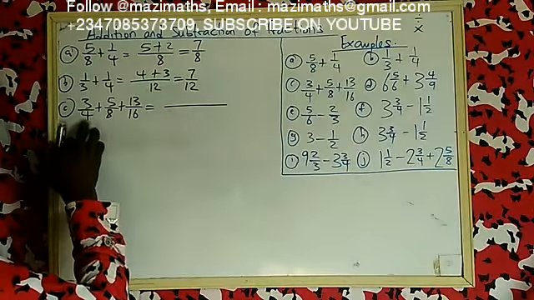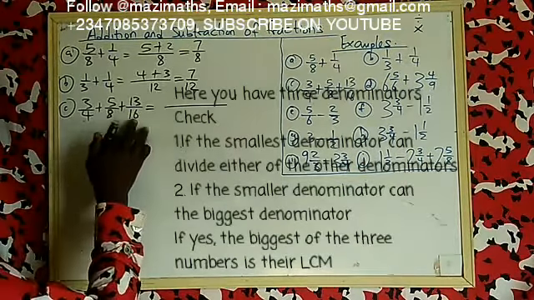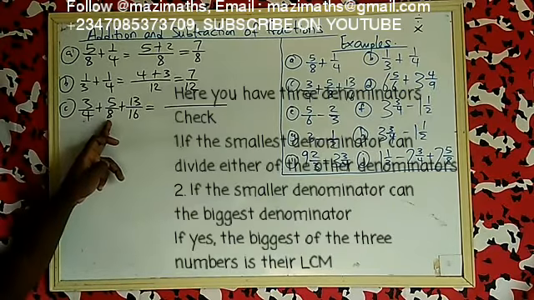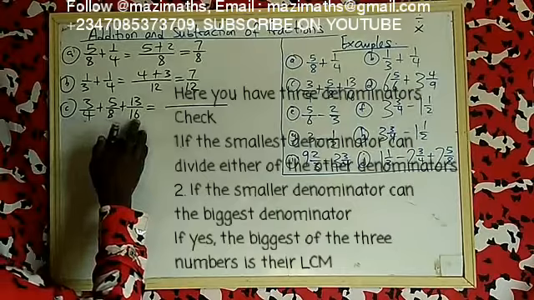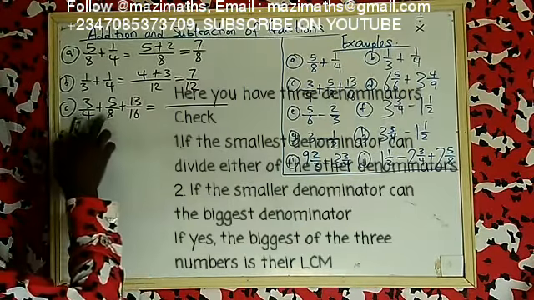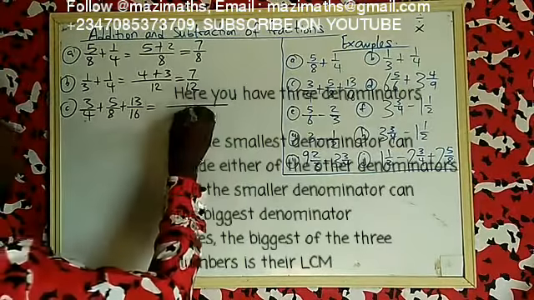You look for the LCM of 4, 8, and 16. If I were you, first check: the biggest number you have here is 16, the smallest one is 4, and the one in the middle is 8. This 4 can divide 8. 4 can also divide 16, and this 8 can divide 16. Since 4 and 8 can divide 16, your LCM will be what? 16. So bring that 16 here.